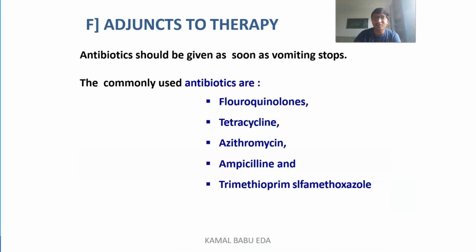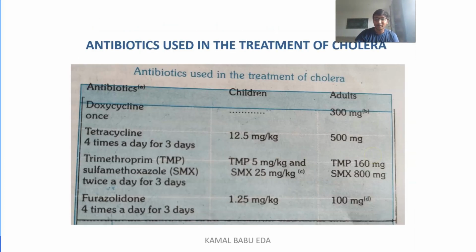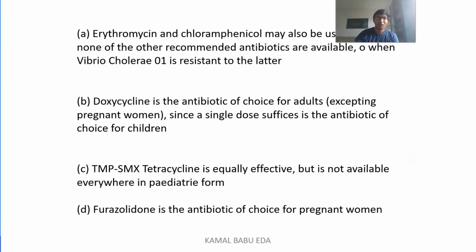Coming to the adjuncts to therapy. Antibiotics are given as soon as the vomiting stops. The common antibiotics used are fluoroquinolones, tetracyclines, azithromycin, ampicillin, and trimethoprim-sulfamethoxazole. So these are some antibiotics. Erythromycin and chloramphenicol are used when none of the recommended antibiotics are available, and only when Vibrio cholerae O1 is resistant to the latter.